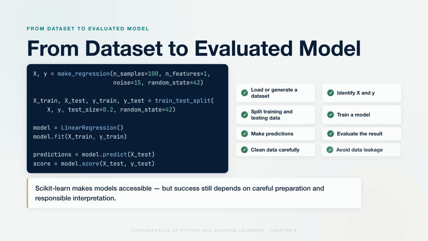Let's bring everything together. We begin by loading or generating a dataset. We inspect the features, target, shape, meaning, and quality of the data. We clean missing values and duplicates when appropriate. We identify X, the input features, and y, the target. Next, we split the data into training and testing sets. Any preprocessing values should be learned from the training data and then applied to the test data.